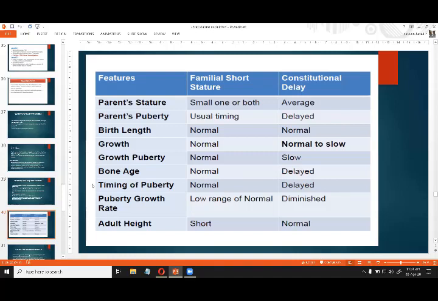Growth pattern will be normal in familial short stature but normal to slow in constitutional delay. Puberty will be delayed in constitutional while it will be at a normal time in case of familial short stature. Bone age will be delayed in constitutional and the timing of the puberty as well. Pubertal growth rate will be diminished, and adult height that will be achieved is normal in constitutional short stature, but it will be short for familial short stature because this is their usual family pattern.